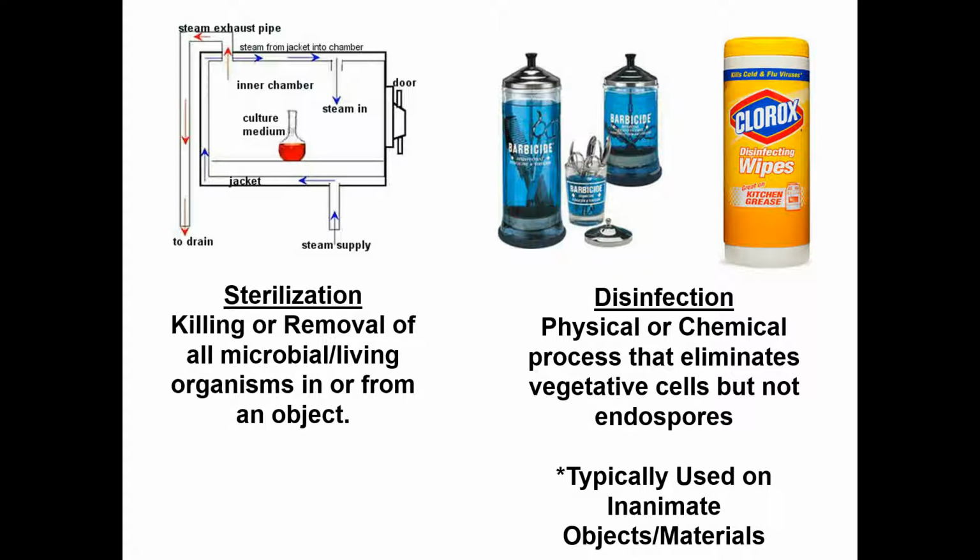When you're sterilizing a substance, be it culture media or glassware or surgical equipment, what you're trying to do is kill and remove all microbial organisms. Now this also will involve endospores. So when you're trying to sterilize something, you're trying to remove both endospores and the vegetative bacterial cells.